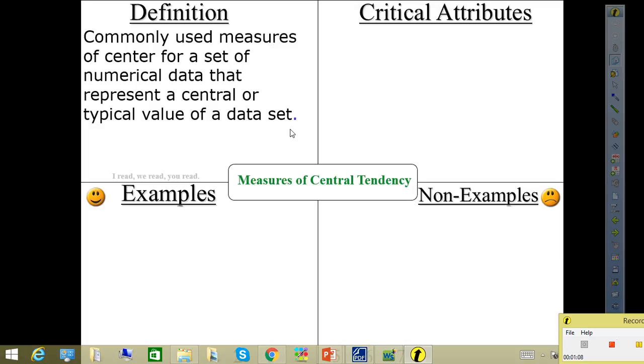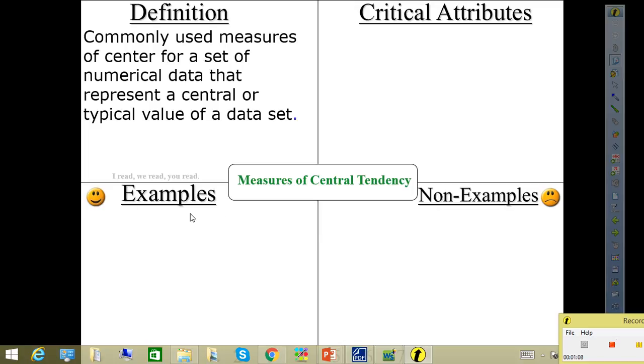The second part, it says set of numerical data. That's the data I'm going to give you. Does that make sense? So we're going to be calculating some patterns using that data that I give you. Now, it says here that represent a central or typical value of the data set. The word central means that it's in the center or it's within a focus that you are going to look at. So with the data, you're going to find out which are the center focus of that data.